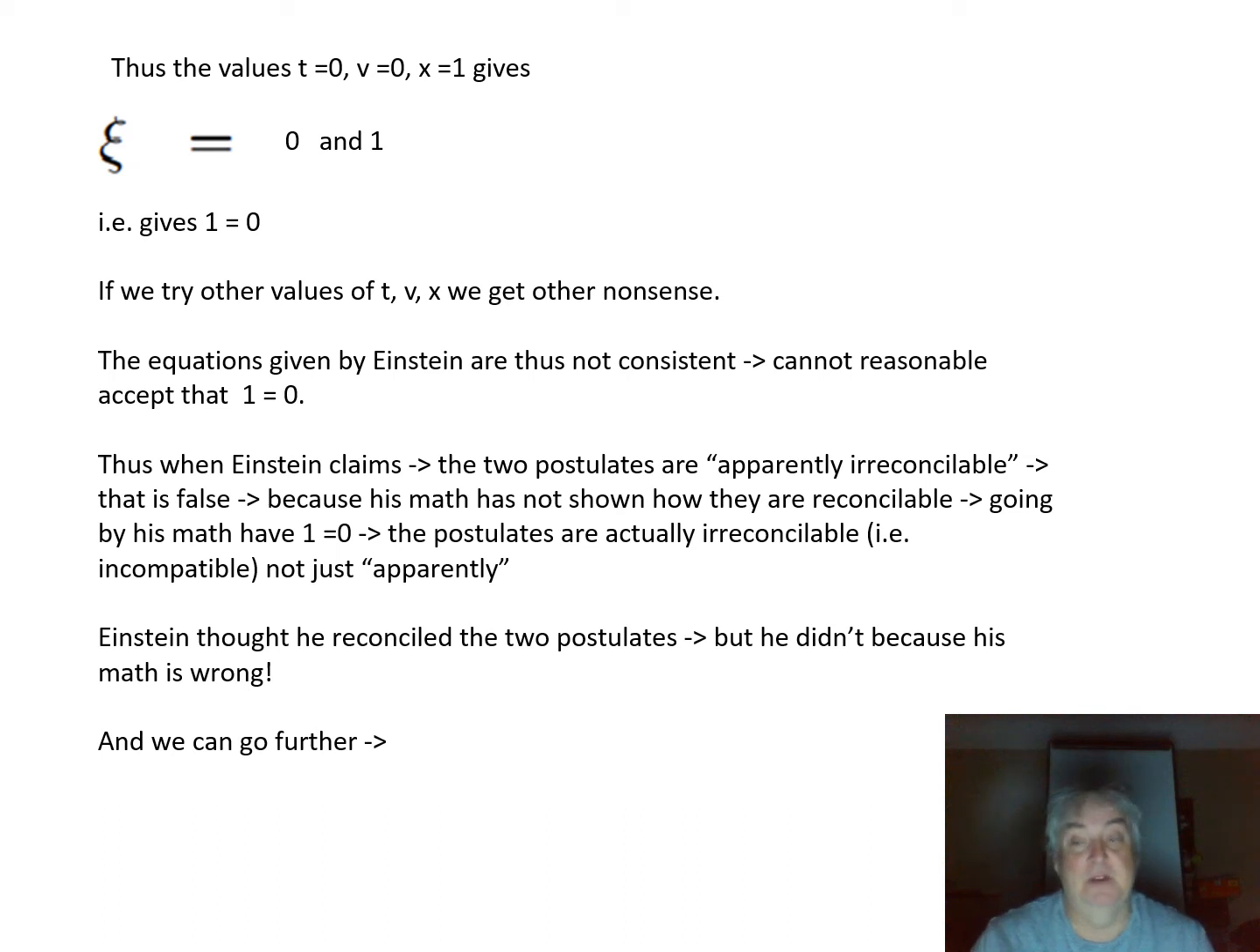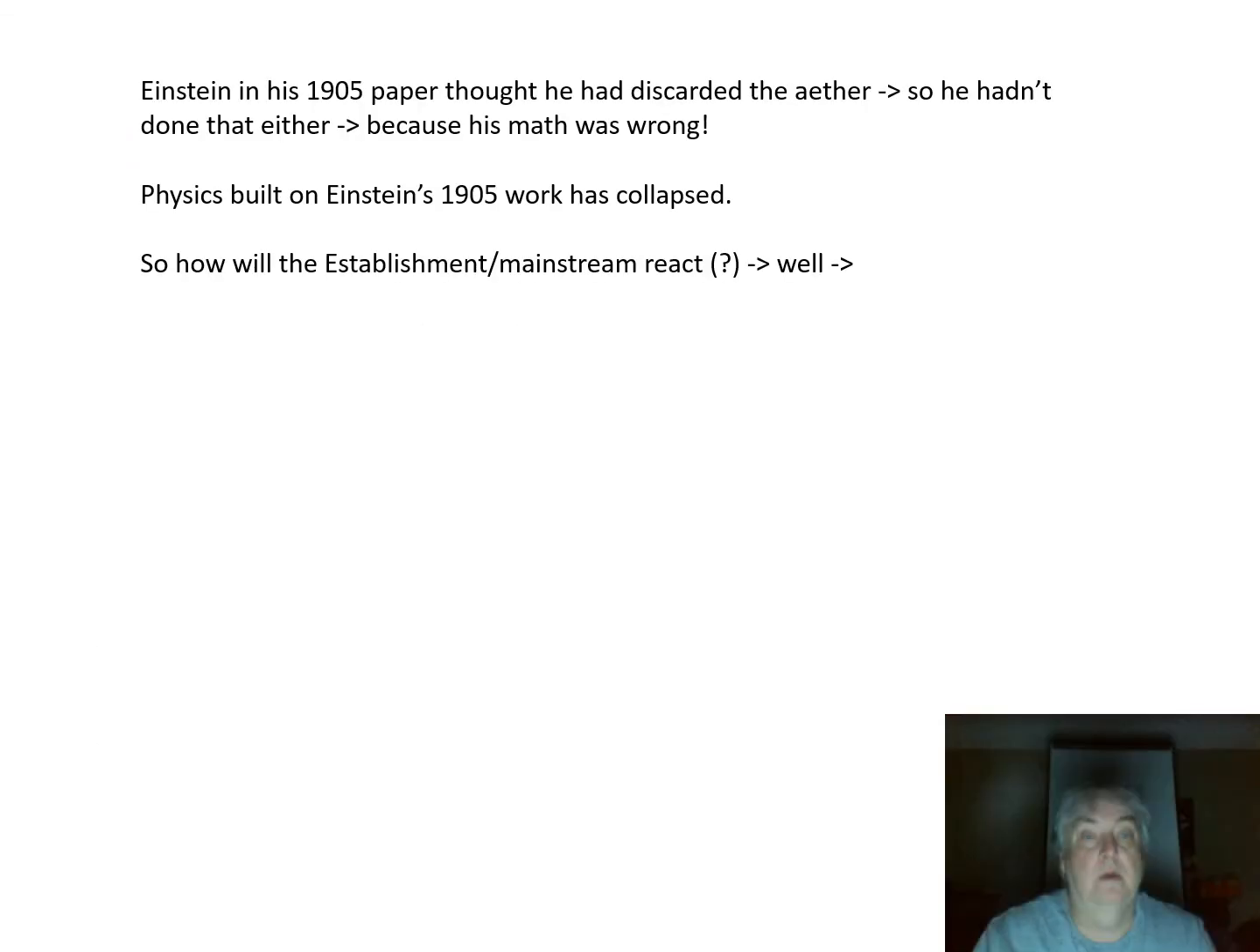And we can go further. Einstein, in his 1905 paper, thought he had discarded the ether, and he hasn't done that either because his maths was wrong. So physics built on Einstein's 1905 work has collapsed, and by that I mean how they understand Einstein's postulates.